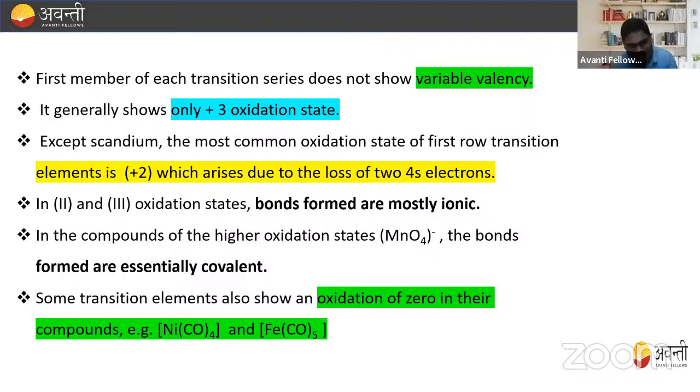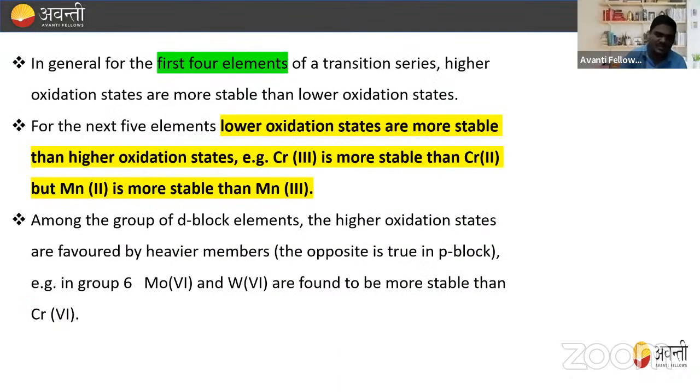Some transition metals also show an oxidation state of 0 in their compounds, like Ni(CO)4 and Fe(CO)5. So in such complexes, these transition elements, nickel and Fe, show a 0 oxidation state, right?